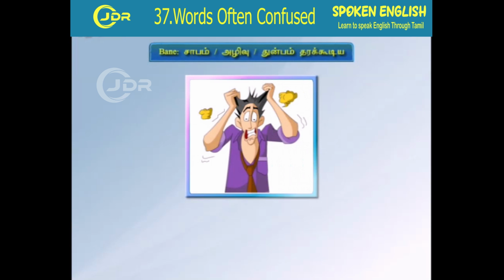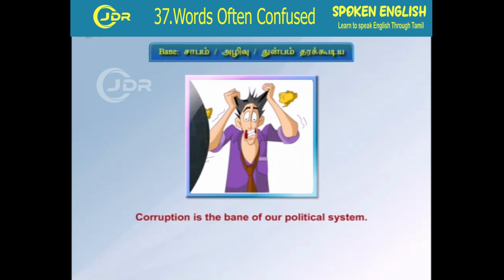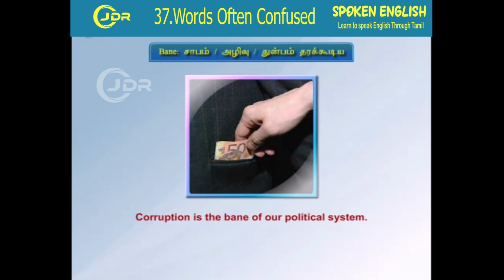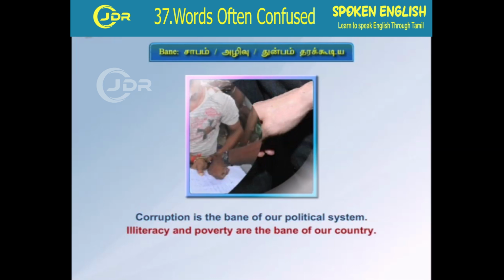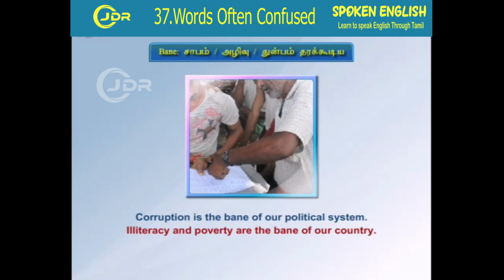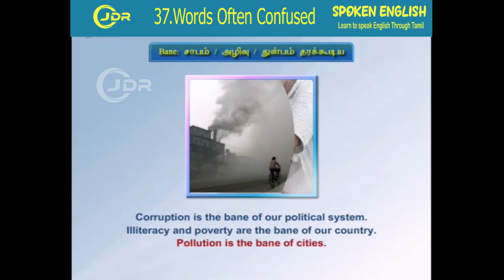Bane. Corruption is the bane of our political system. Illiteracy and poverty are the bane of our country. Pollution is the bane of cities.